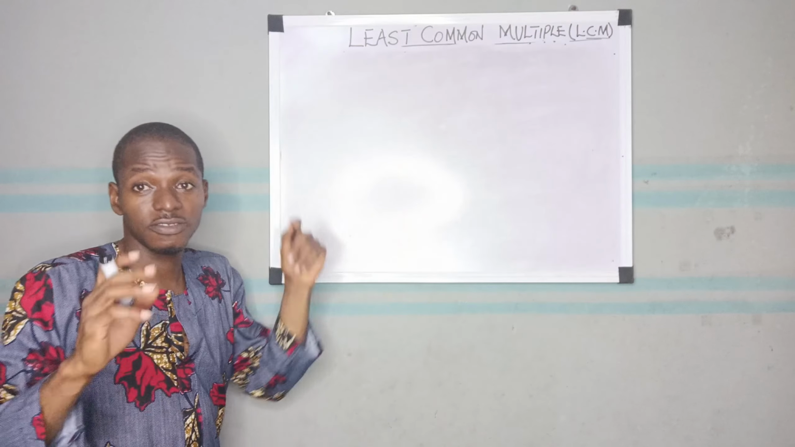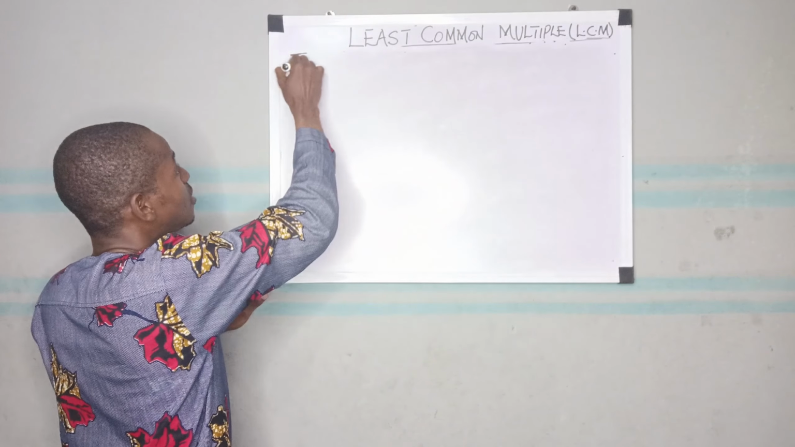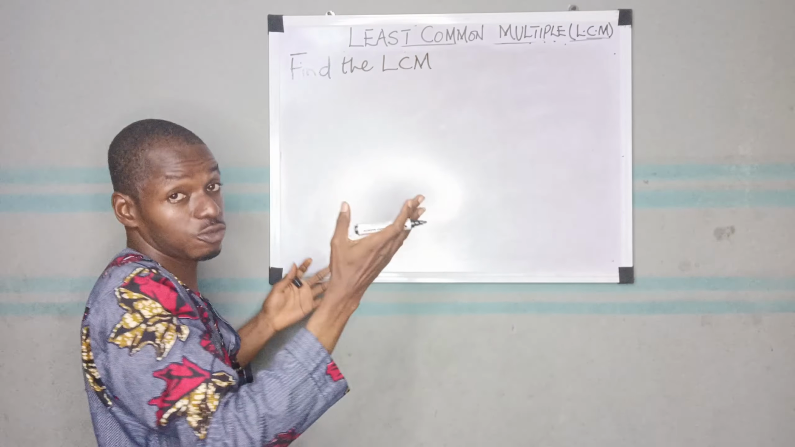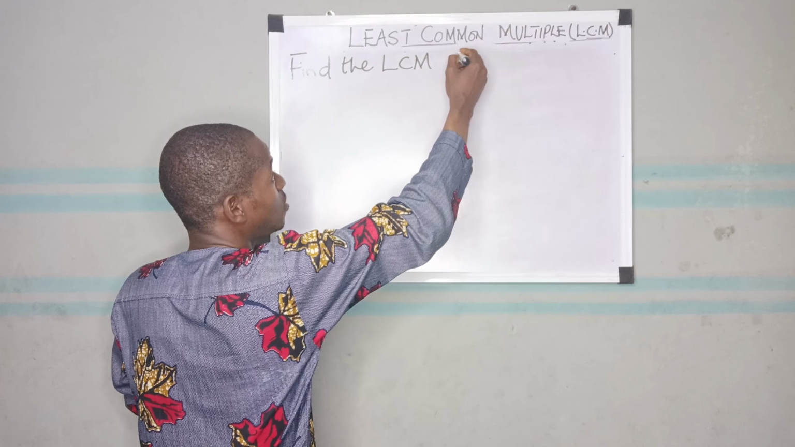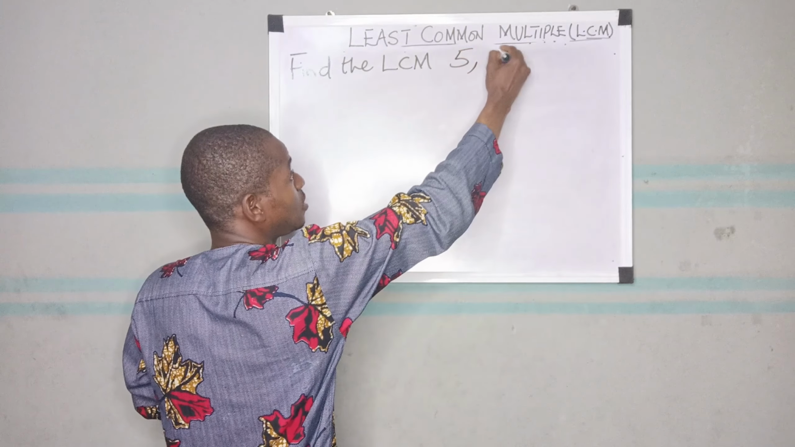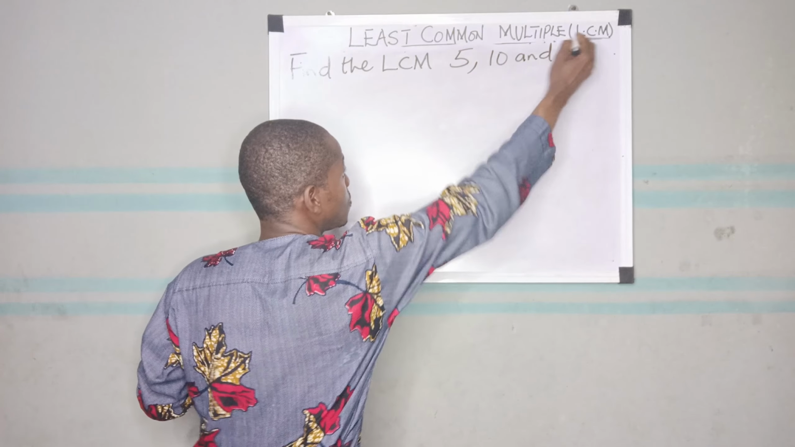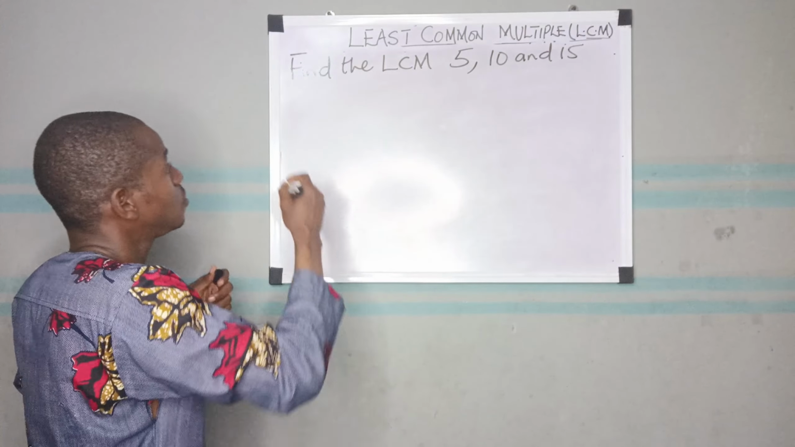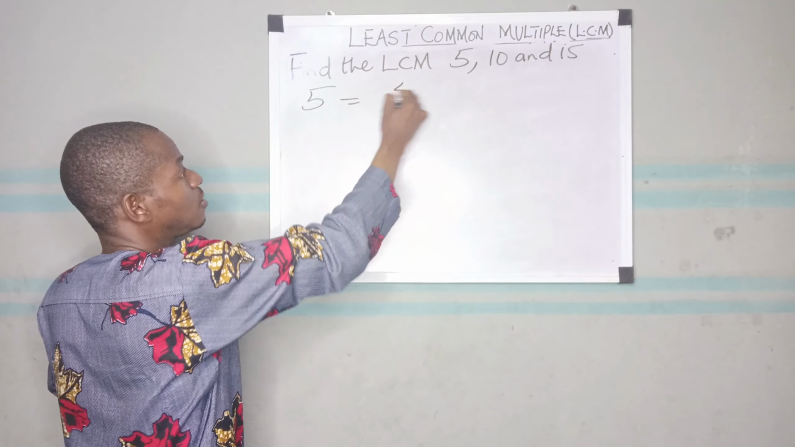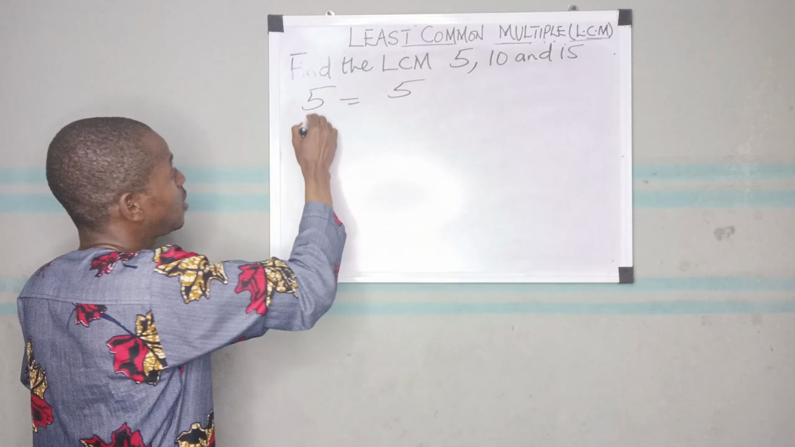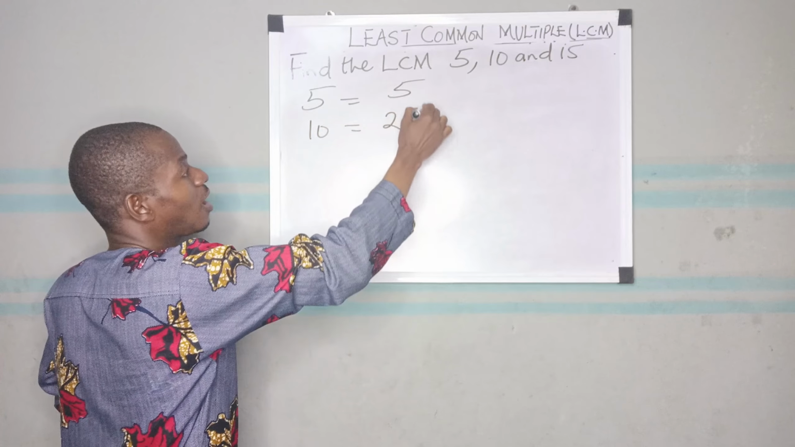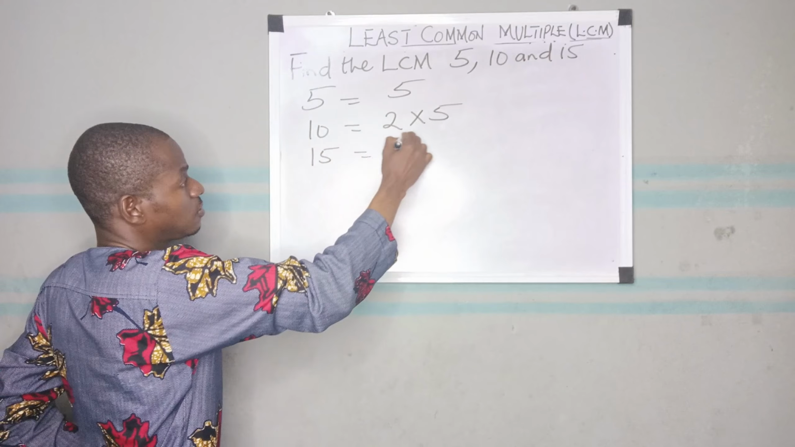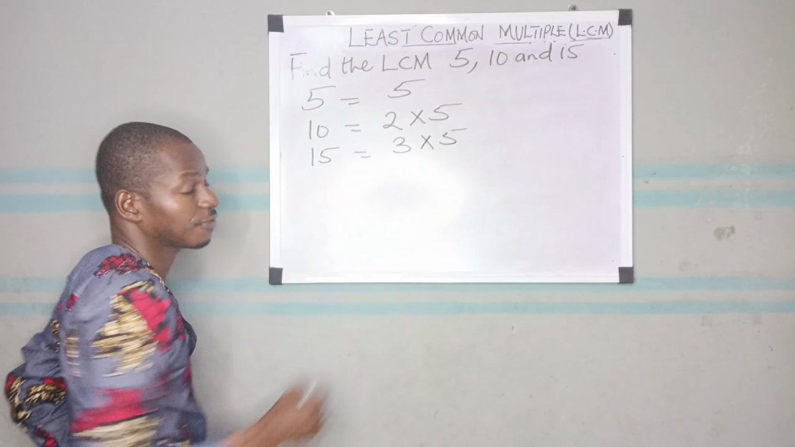All right, let's look at example 2. You can be asked to find the LCM of more than 2 numbers, probably, let's say, of 5, 10, and 15. We are still using the prime factorization method. 5 is just 5. Now 10 is the same thing as 2 times 5. Now 15 is the same thing as 3 times 5.